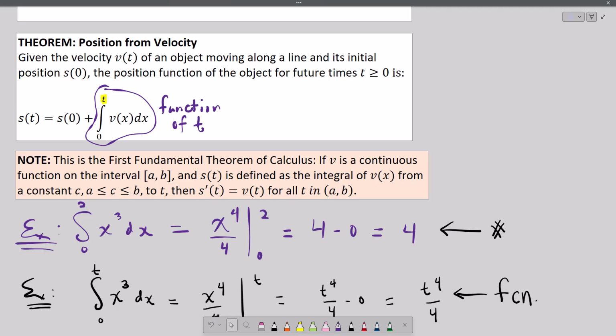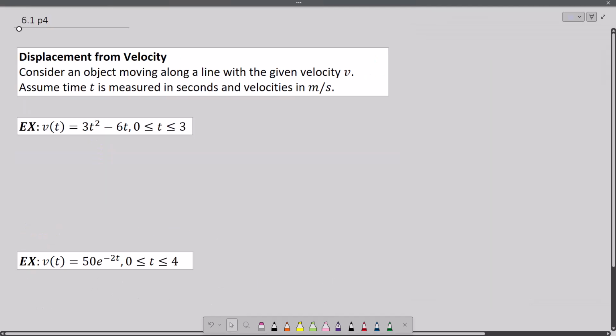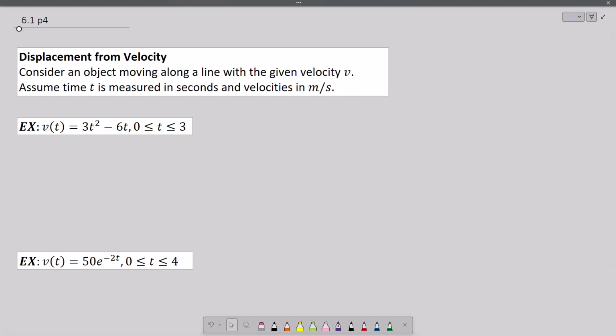So let's try this. We're given a velocity function. We want to find the displacement. So we know we just integrate, but we have this extra nuance. We've got our velocity function, with t measured in seconds and velocity in meters per second. This isn't as interesting as I thought it was going to be at first. They give us the endpoints here, so we do just a regular definite integral.